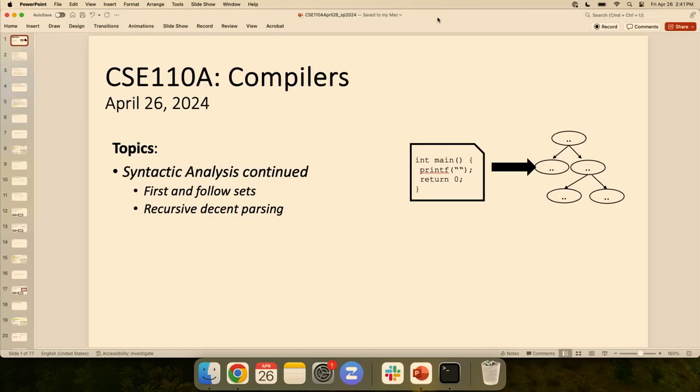It is Friday, which is a very nice thing, at least for me. Let's get started. Let's talk about some compilers, then you can get your weekend started.